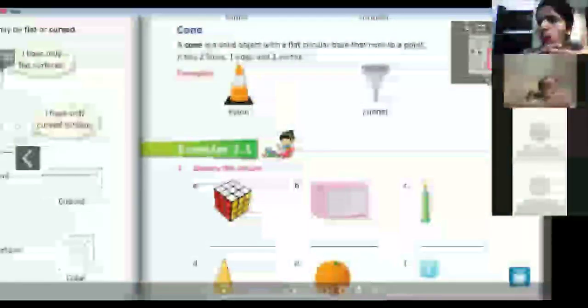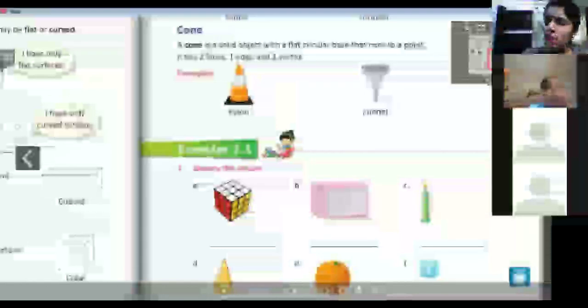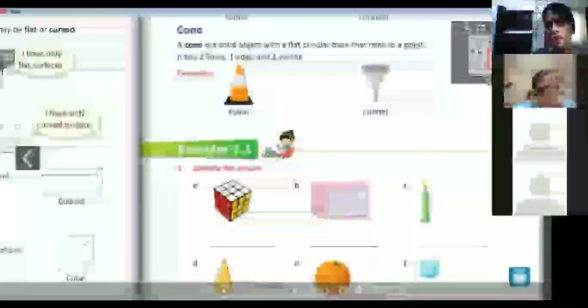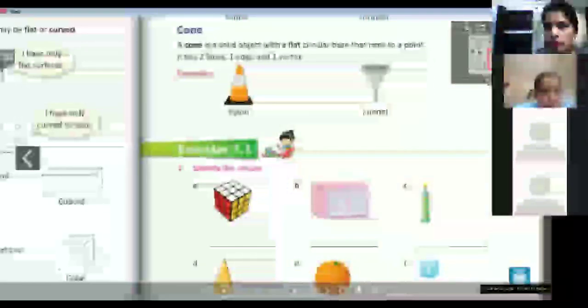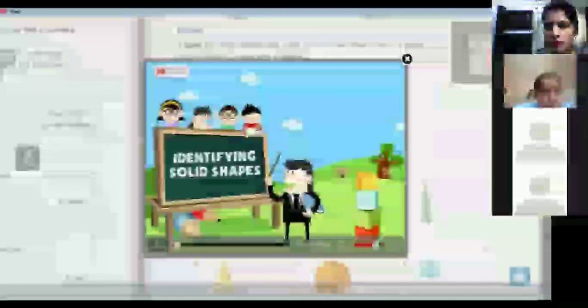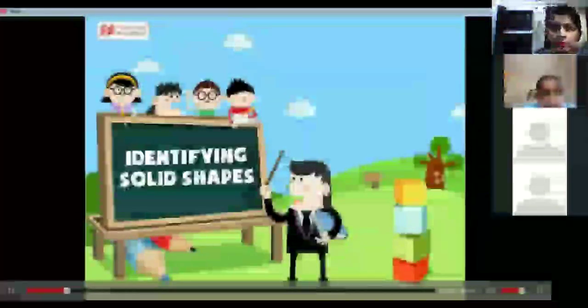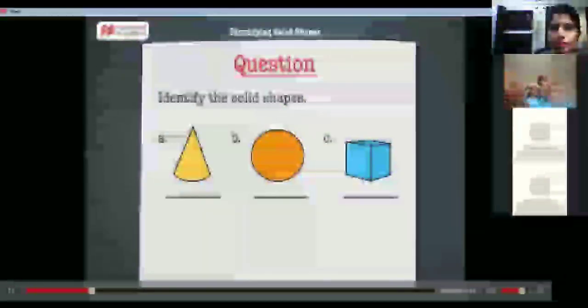Children, now let's move on to exercise 7.1. Here we have to identify the shapes. Just now we have studied about the few solid shapes. So we have to identify the shapes now. Whether it is a cube, cuboid, cylinder, cone, or a sphere. Identify the solid shapes.